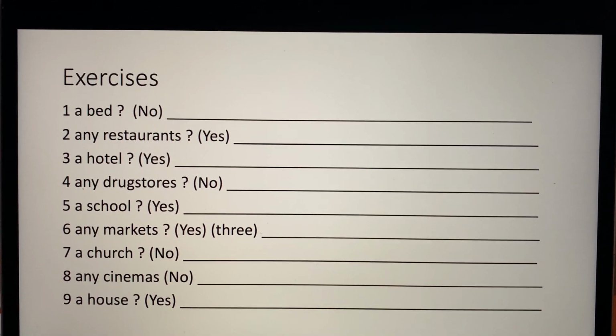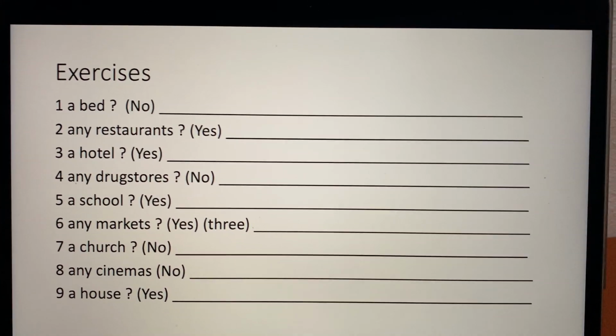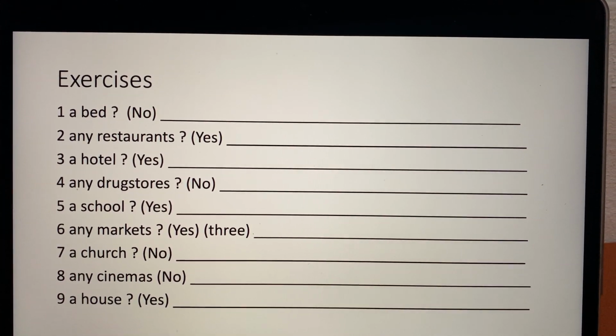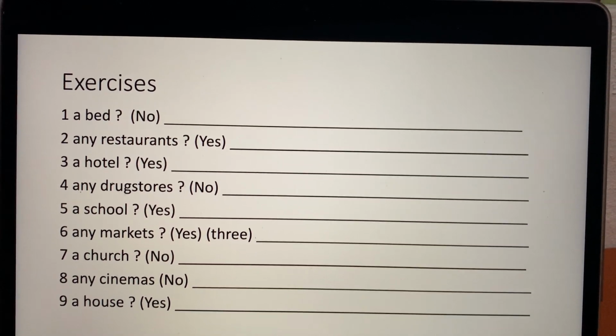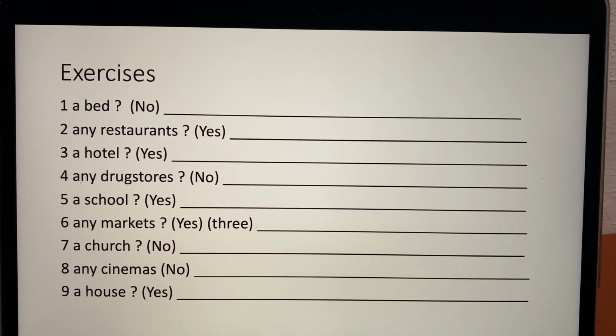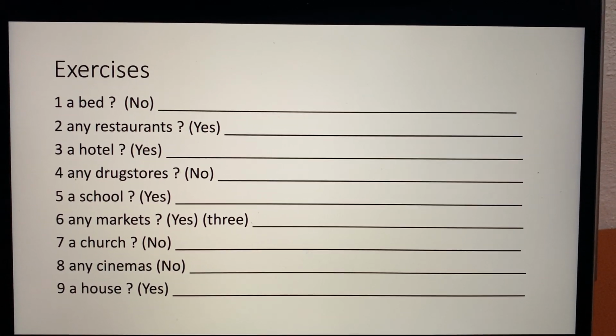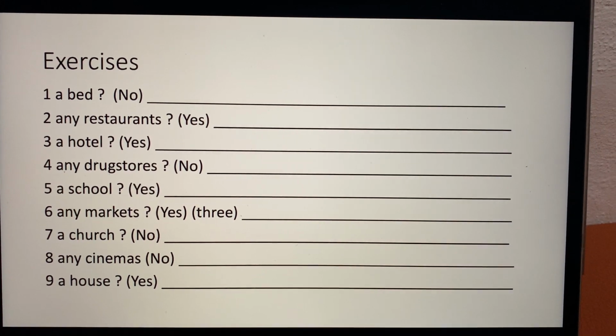Here, any restaurants? The question, are there any restaurants? The answer is positive, yes, there are some restaurants, for example. You can go back to the sentences, check them carefully, and write your sentences and your answers.